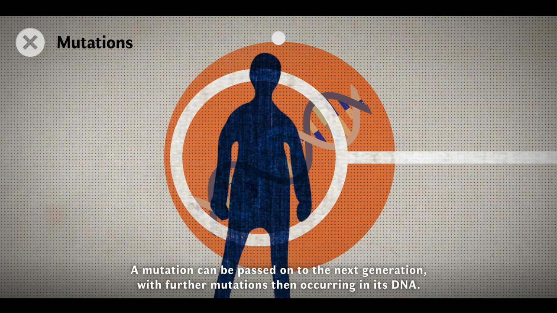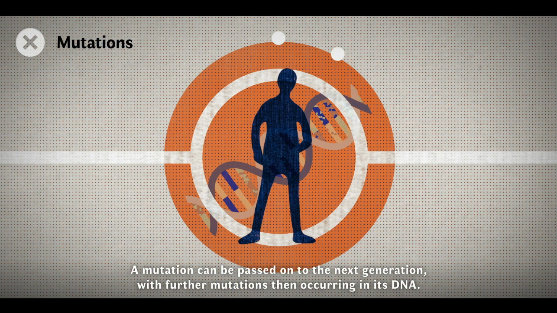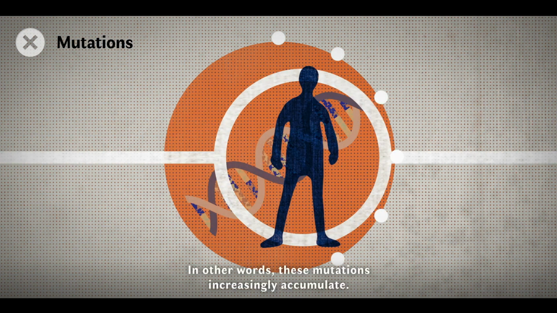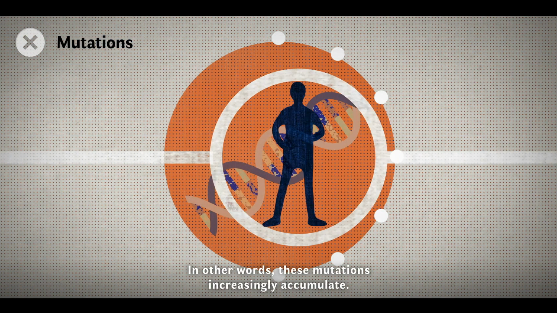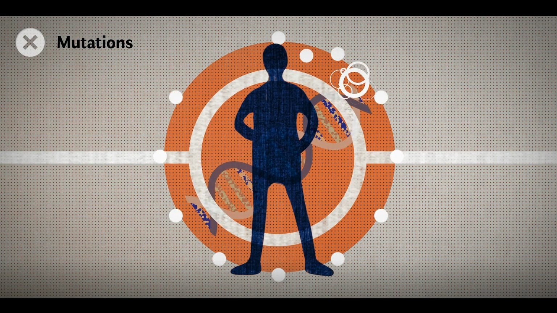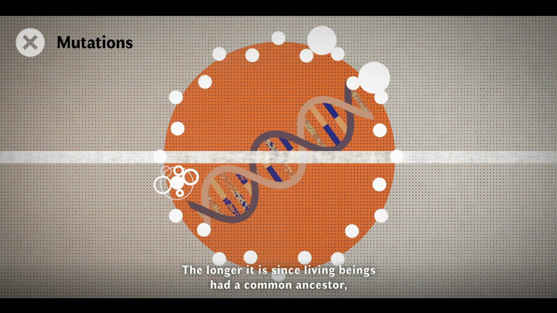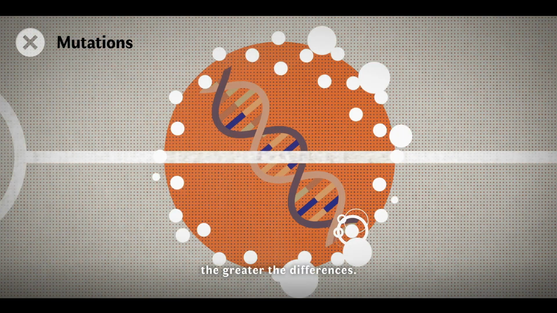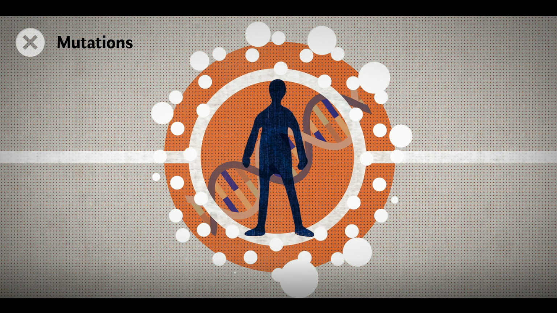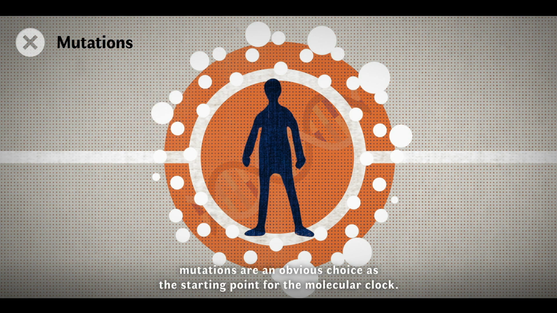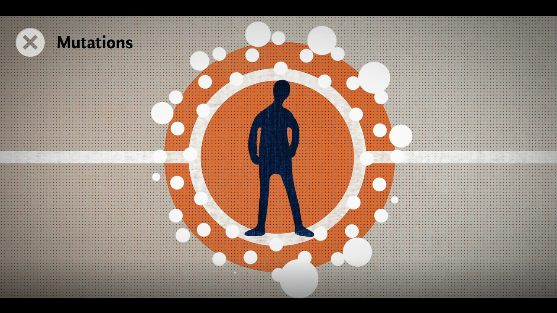A mutation can be passed on to the next generation, with further mutations then occurring in its DNA. In other words, these mutations increasingly accumulate. The longer it is since living beings had a common ancestor, the greater the differences. So if we wish to study stages in evolutionary history that go back a long way, mutations are an obvious choice as the starting point for the molecular clock.